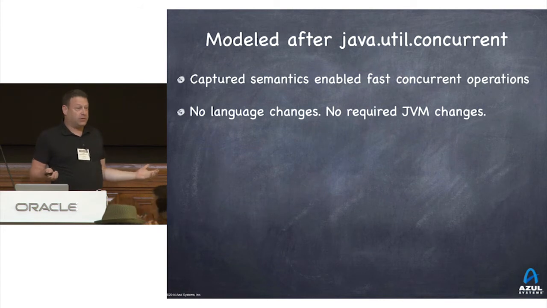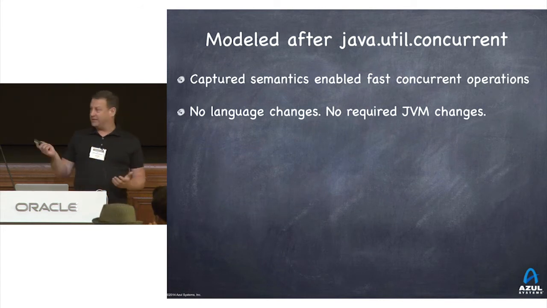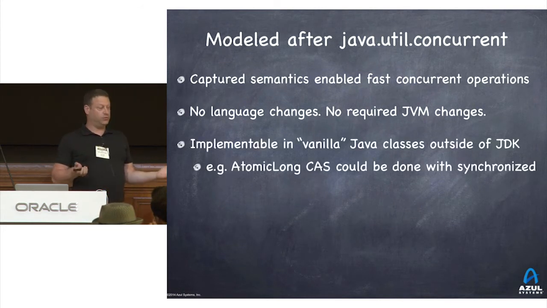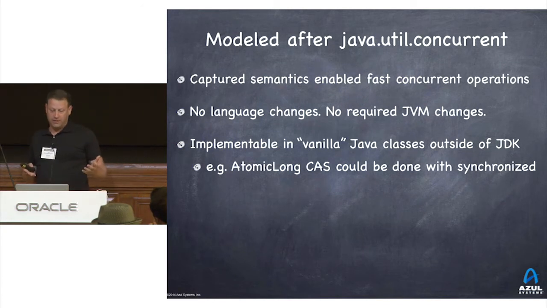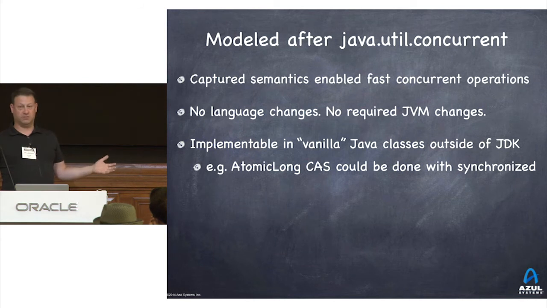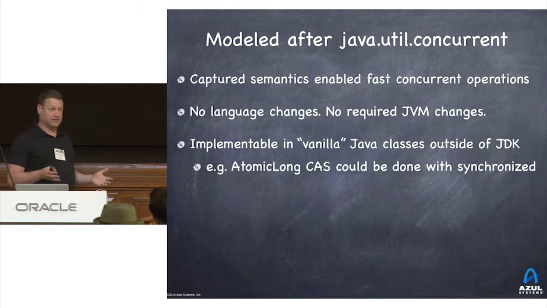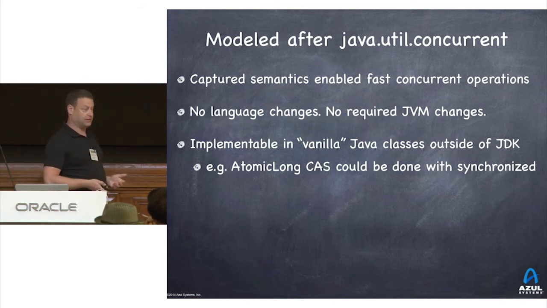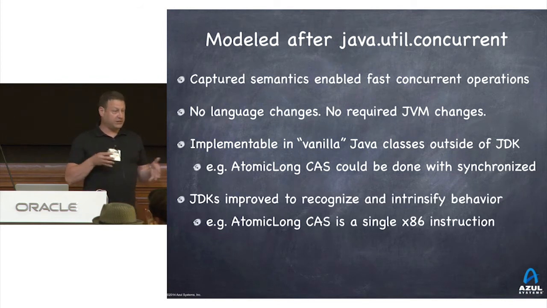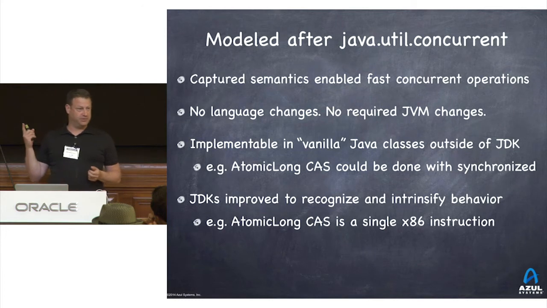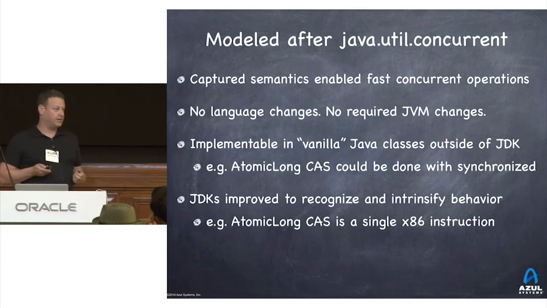But that worked on a JVM. I mean, yeah, it had a little help, but it could work on anything. You can implement an atomic long compare and set with synchronized blocks. Not necessarily fast, not a good idea, but it works. It's semantically identical. Then when we had JDKs that understood it, we improved it, and that same thing is one x86 instruction, right? But the key thing is the semantics are defined.